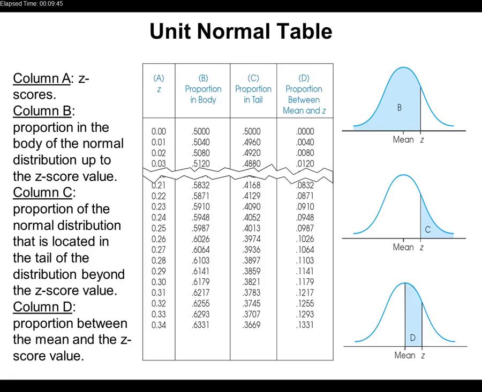Column C, the proportion of the normal distribution that is located in the tail, which is over here, and beyond the z-score value. So here was before the z-score value, here's the z-score, and here's after the z-score value. And in column D, over here, it's showing the proportion between the mean and the z-score value. So here is the mean, which is going to be 0 because it's normalized, and here is z, so this is the value that's going to be in here.